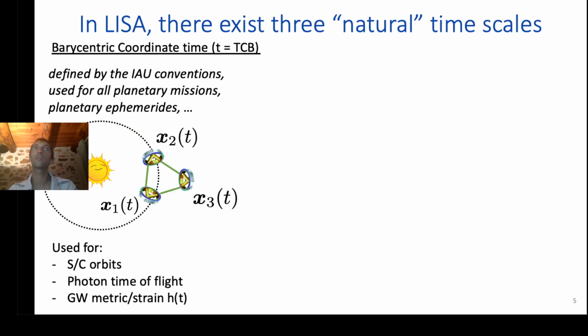The first one is the Barycentric Coordinate Time, TCB, which is a timescale that is characteristic of everything that is happening at the scale of the solar system. So it's a coordinate time, and it's useful to describe the motion of the spacecraft, the motion of the planets, and so on. It's also useful to describe the propagation of a light beam between the different spacecraft, and it's also very useful to describe the gravitational wave metric in the Barycentric reference frame. So that's the first timescale.